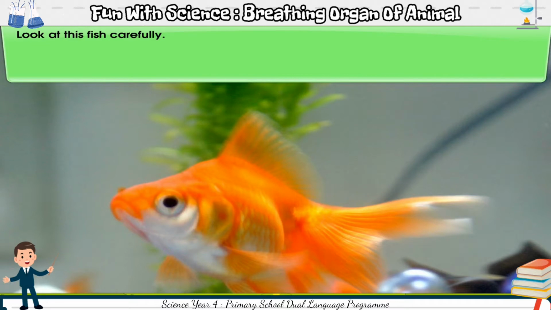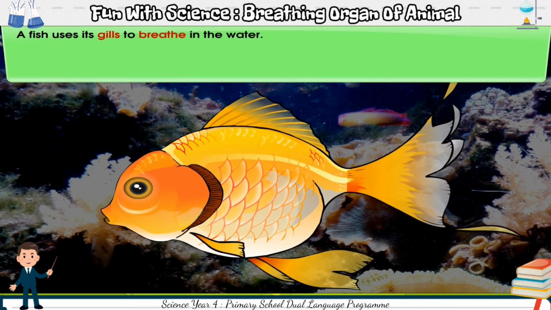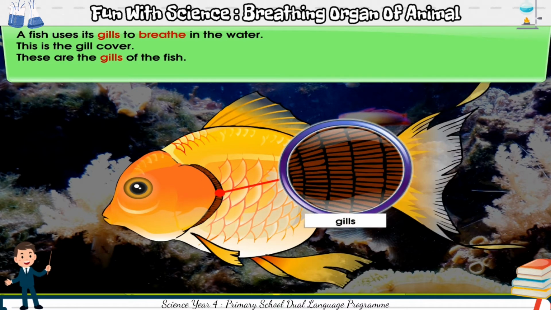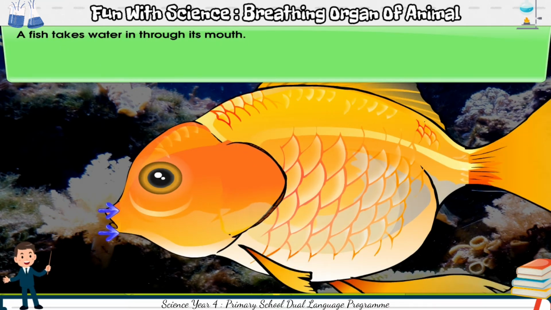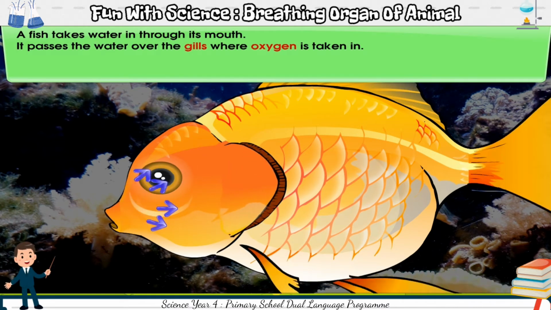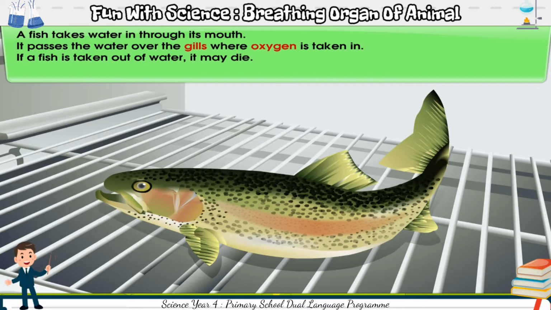Look at this fish carefully. A fish lives in water. A fish uses its gills to breathe in the water. This is the gill cover. These are the gills of the fish. A fish takes water in through its mouth. It passes the water over the gills where oxygen is taken in. If a fish is taken out of water, it may die.